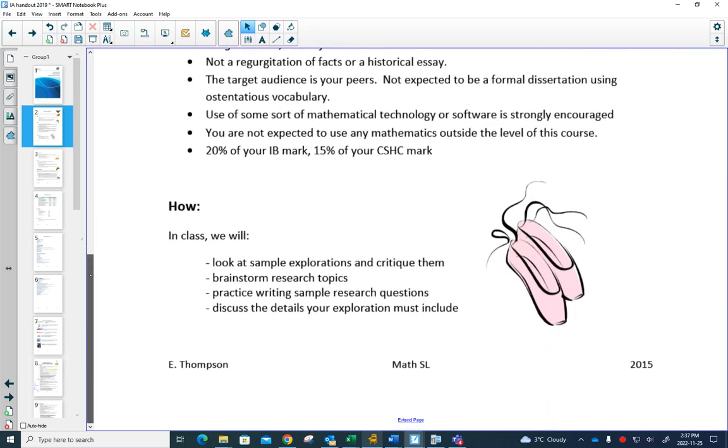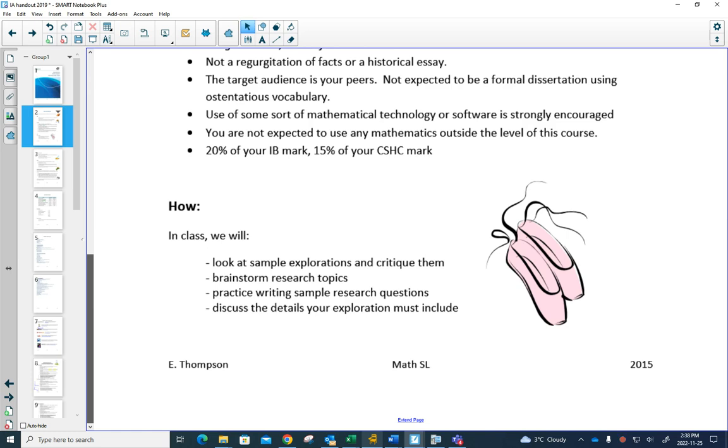What's going to happen? In class, today we will look at some examples and critique them. Brainstorm some research topics. We're going to do that today. Practice writing sample research questions, and you've already practiced. Well, due on Tuesday is your hanging chain activity. That's really practicing how to write things mathematically on the computer, how to insert images, how to write a little mini math IA. Discuss the details your exploration must include.